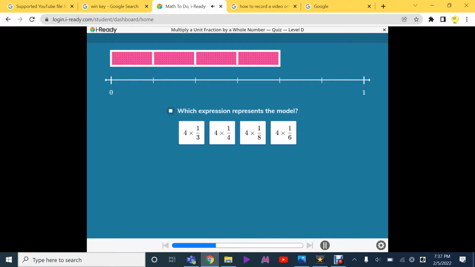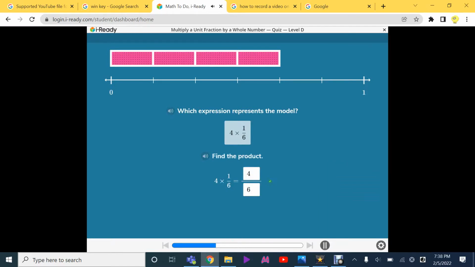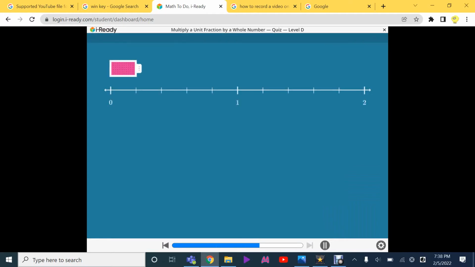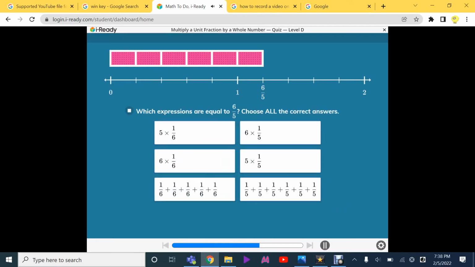Which expression represents the model? Find the product. The model shows 6/5. Which expressions are equal to 6/5? Choose all the correct answers.